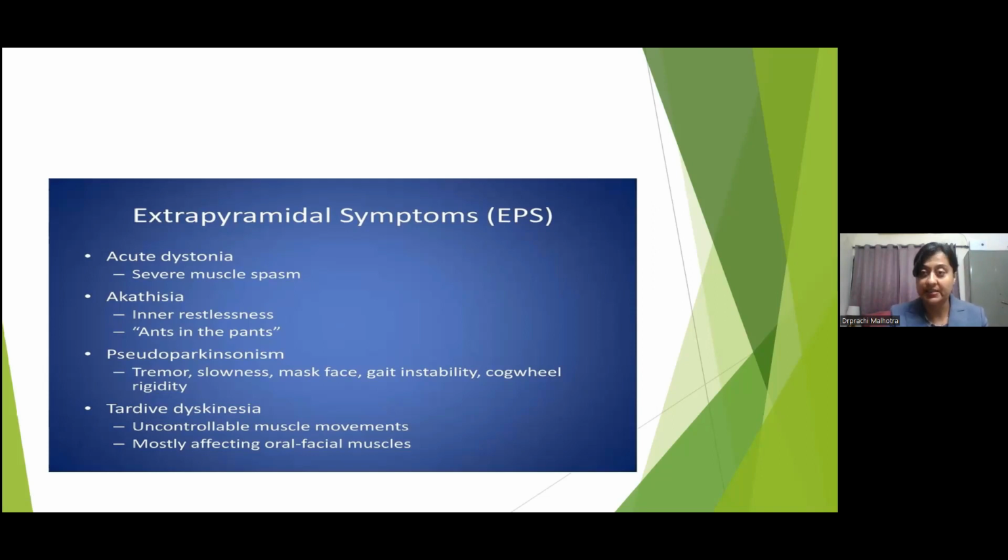Akathisia is inner restlessness. It's also called ants in the pants. The person will not be stable, will not be standing still, always moving, and there will always be restlessness. Tardive dyskinesia, there will be uncontrollable muscle movements, mostly affecting the orofacial muscles.